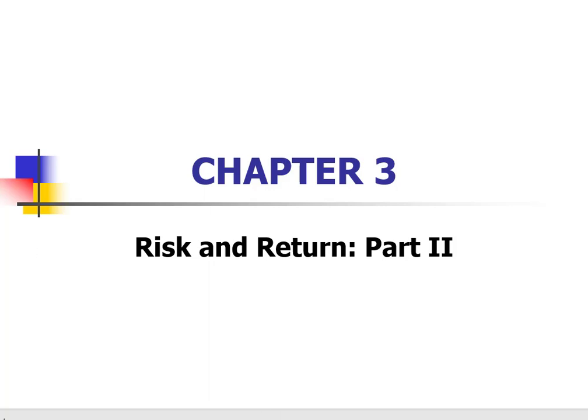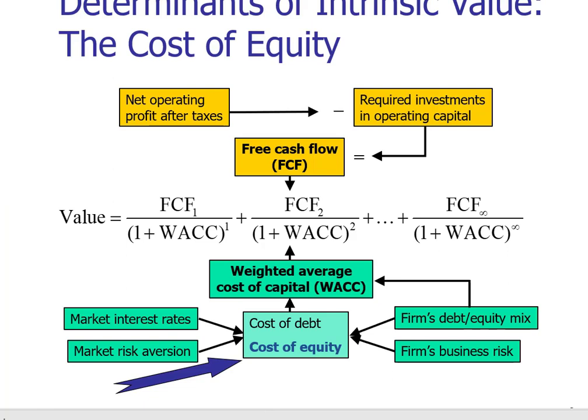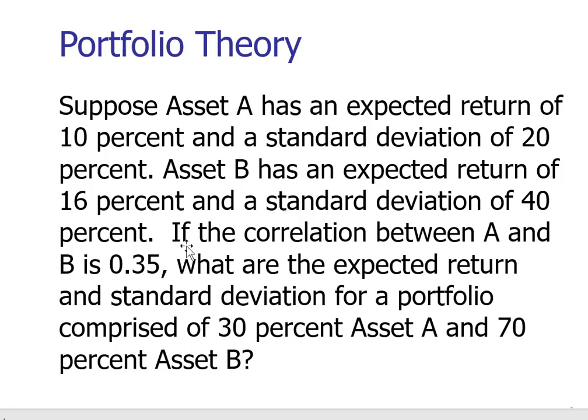So let's continue down our road here. And again, we want to talk about risk, right? We're talking about this bottom part. How does the risk of the company influence the cost of equity, which ultimately has an impact on the value of the firm? So the first thing we want to talk about here is just portfolio theory in general. So we have two assets, A and B. We know their return, we know their risk, we know what their correlation is. So what happens if we create a portfolio with these two assets?